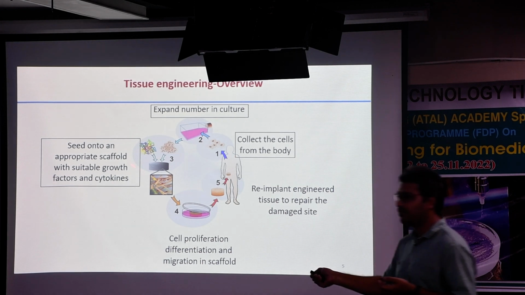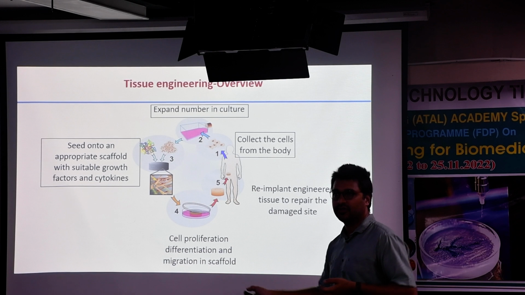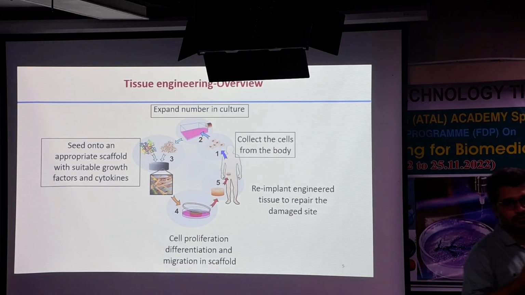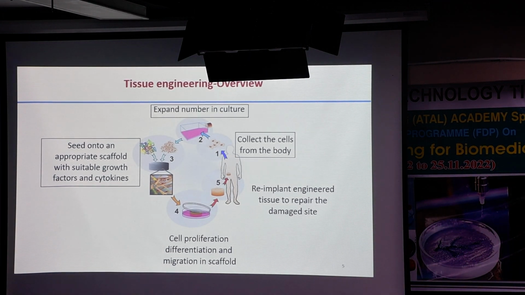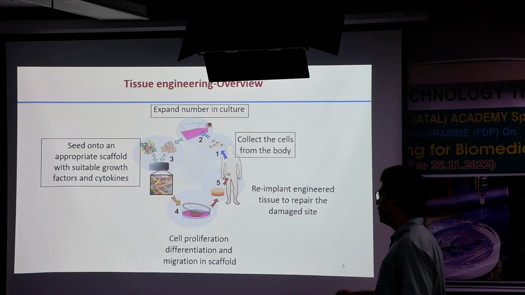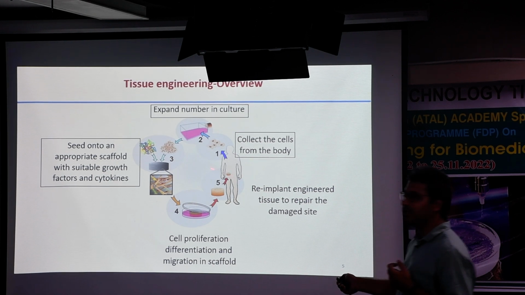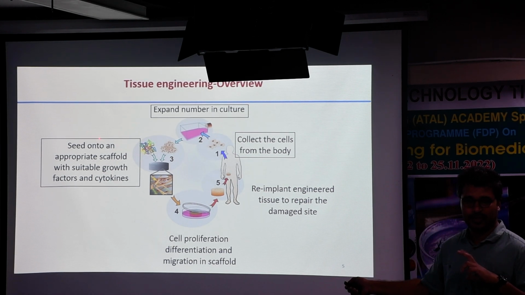And along with the scaffolds, what else do we need? We need growth factors and cytokines. These growth factors will promote the proliferation and expansion of the cells. And once you expand a sufficient number of cells on top of this scaffold, you will have an equivalent tissue that can be used to replace the site of damage in the patient.